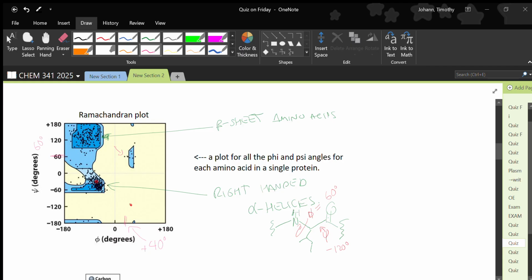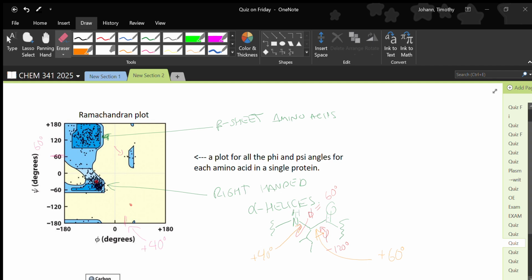For this amino acid right here, I'll do it in orange. This is going to be our phi, and that's positive 40 degrees, and that's going to be our psi for this example, plus 60 degrees. Sorry, brain failure there. So 40 degrees and 60 degrees. That makes sense, kind of what's going on there.